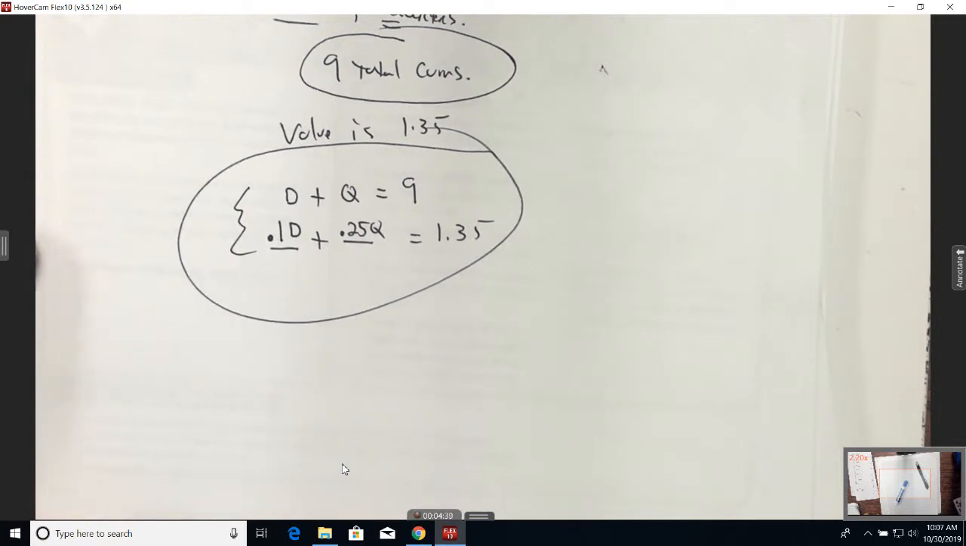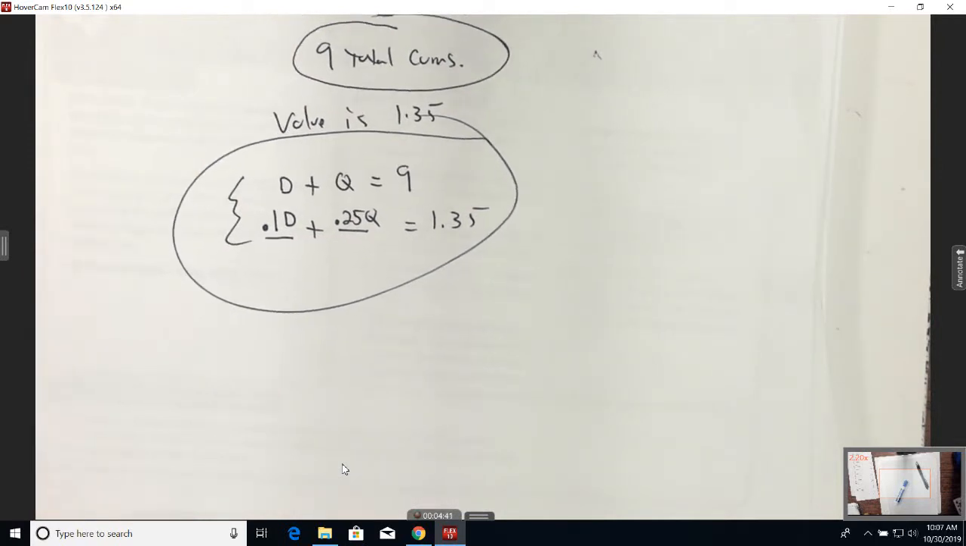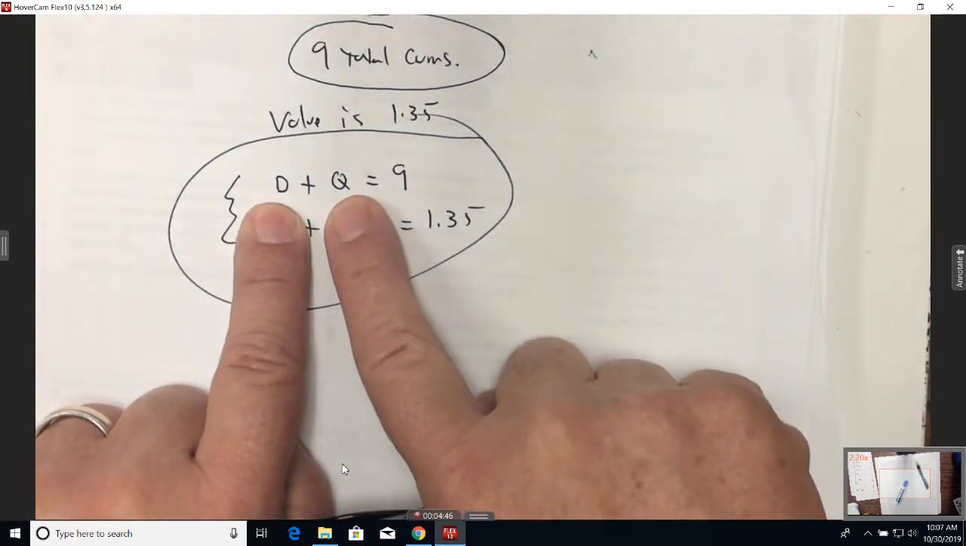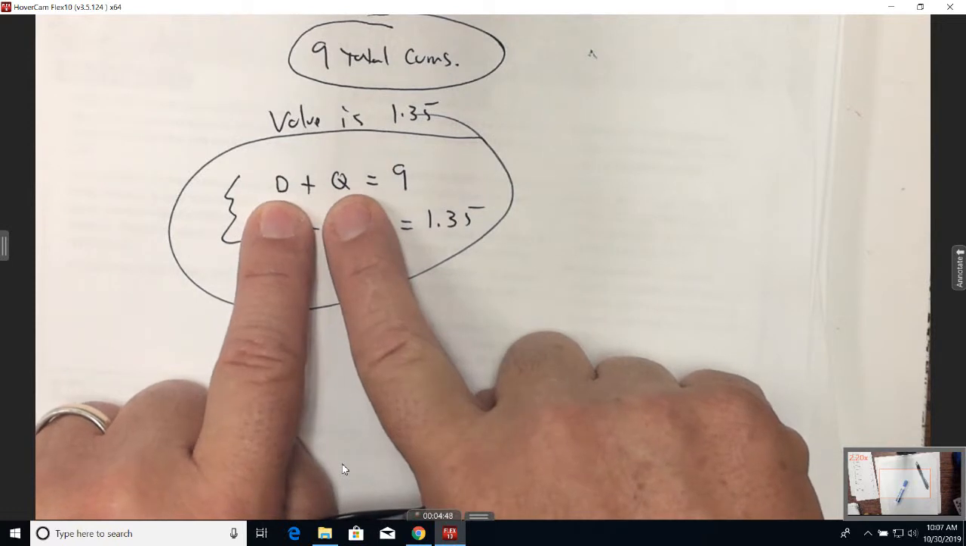Okay, so how are we going to learn how to solve this today? Well, you could just randomly guess and check, and I could have 0 dimes and 9 quarters, 1 dime and 8 quarters, 2 dimes and how many quarters?